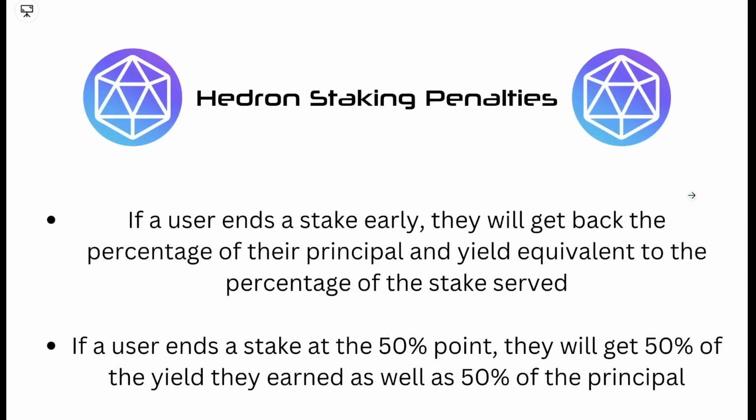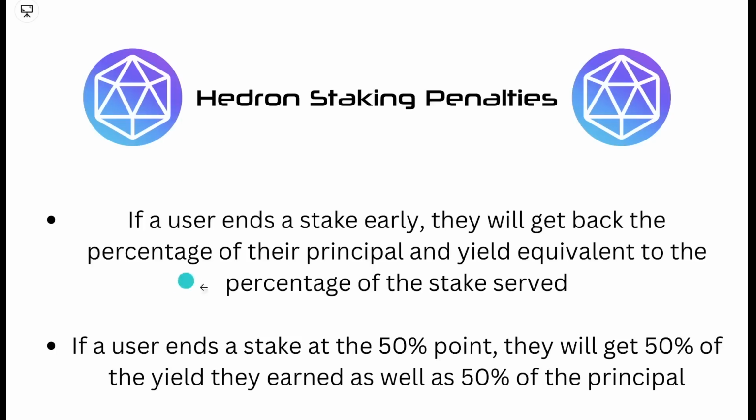So there are staking penalties for HEDRON though. And I want to make this very clear because they're not like Hex. It's very different. So if a user ends a stake early, they will get back the percentage of their principal and yield equivalent to the percentage of the stake served. So simply put, that means if a user ends a stake at the 50% mark, they will get 50% of the yield they earned, as well as 50% of the principal.